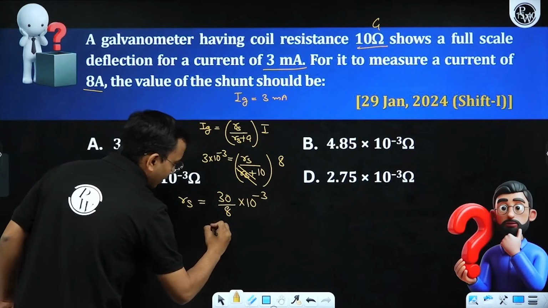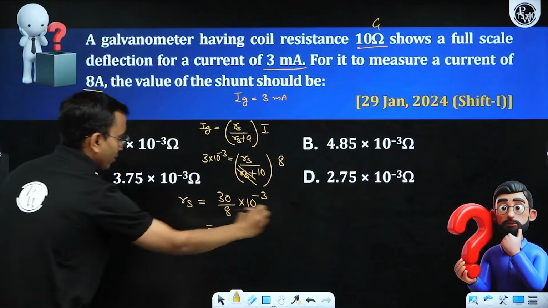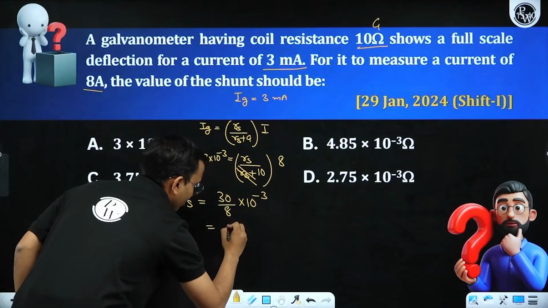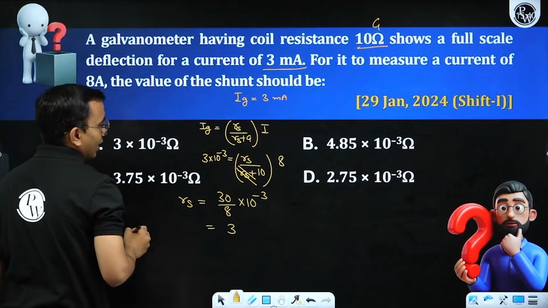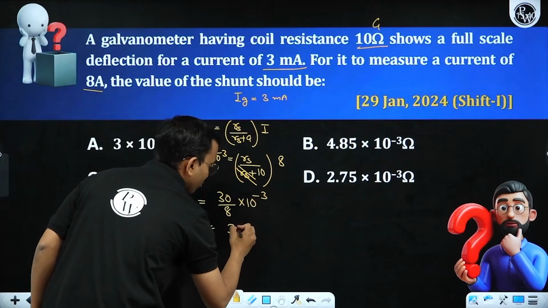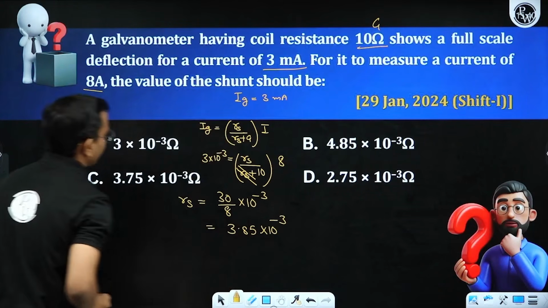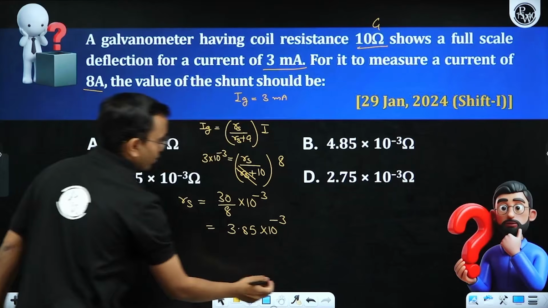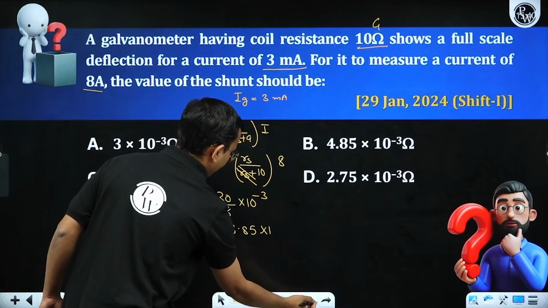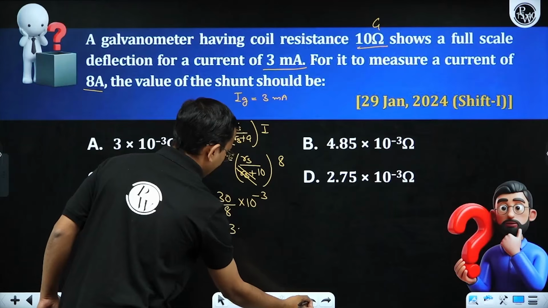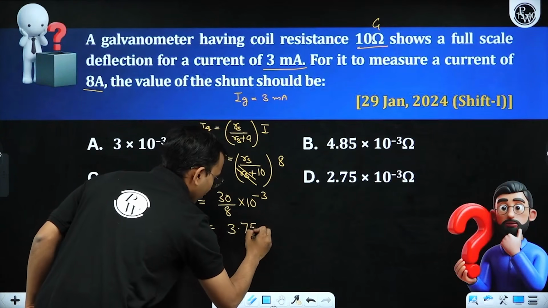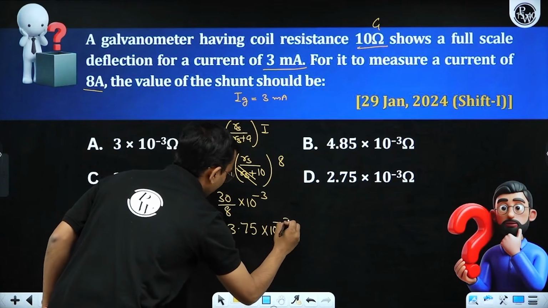So what is 30 divided by 8? This is 3 into 24. Then we are having 60, so 0.85 into 10 to the power minus 3. Not 85, sorry, 75. Yeah. Minus 3 ohm.